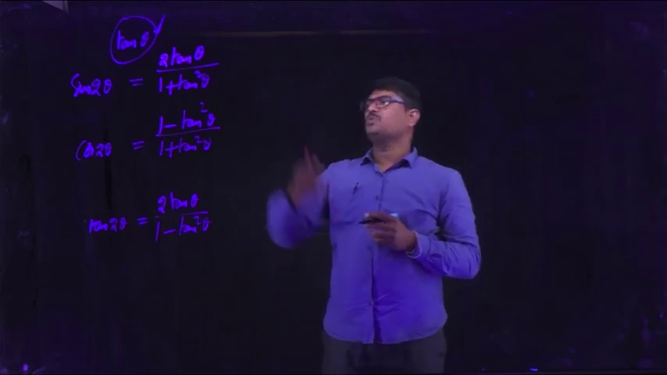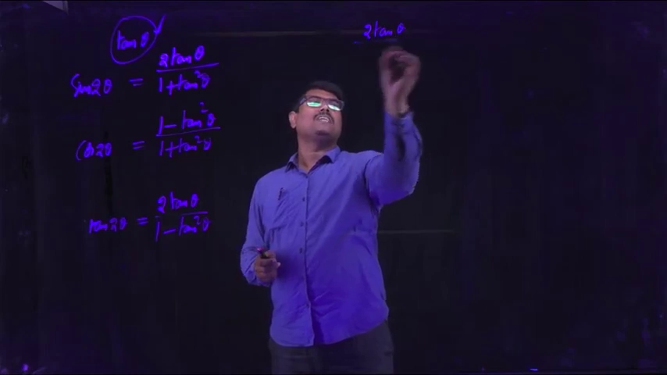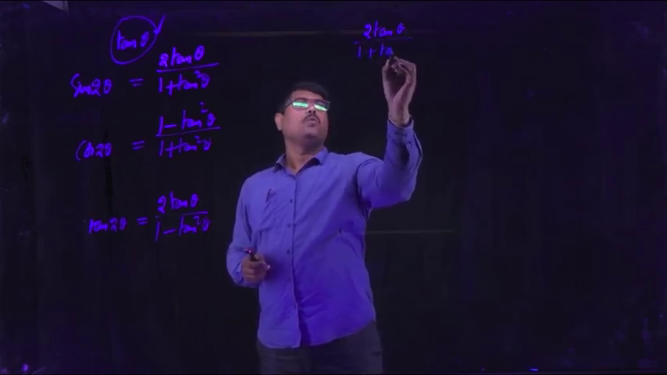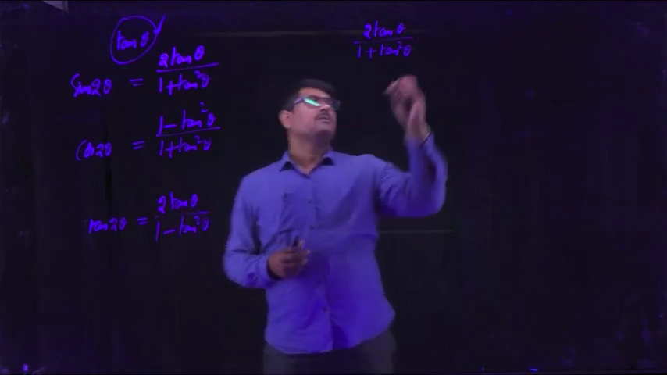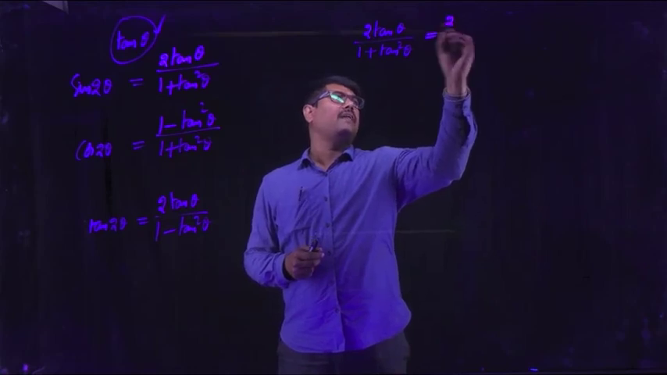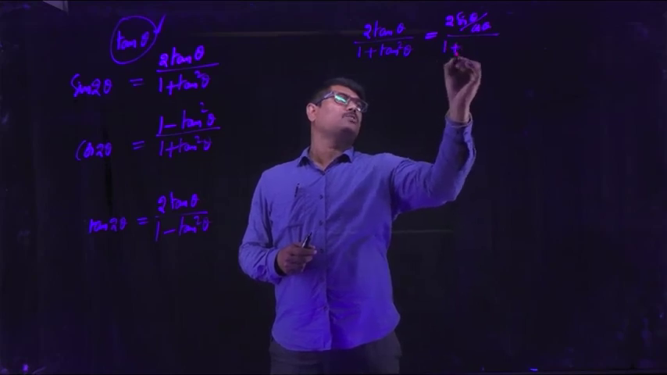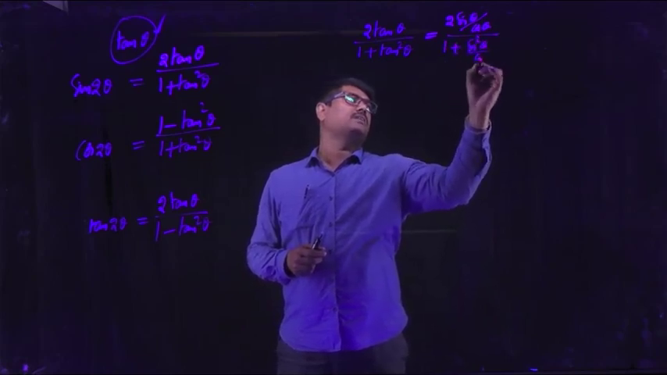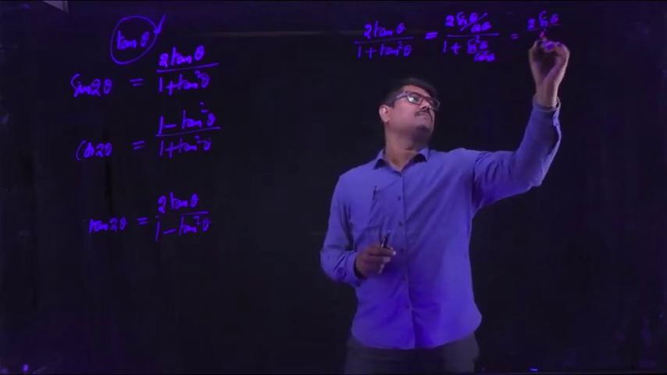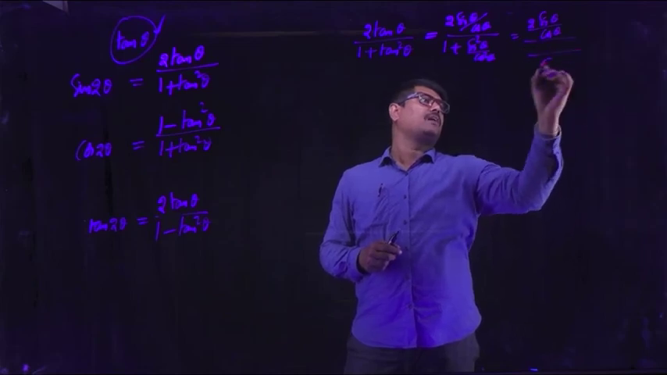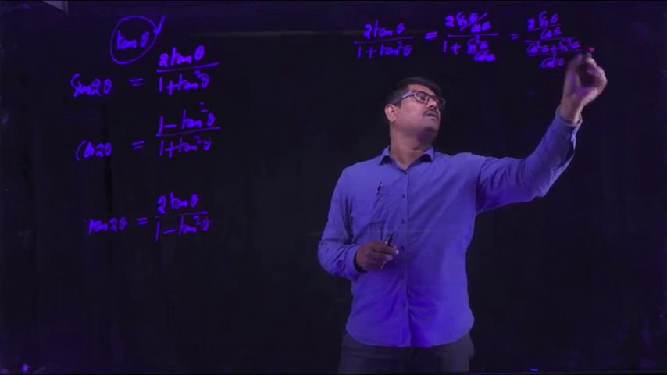Now let me check the first one, 2 tan theta by 1 plus tan square theta. Why is this sin 2 theta? How did this come? Tan theta is sin theta by cos theta, and tan square theta is sin square theta by cos square theta. Taking the LCM, the numerator LCM is cos theta and the denominator LCM is cos square theta, which gives cos square theta plus sin square theta.